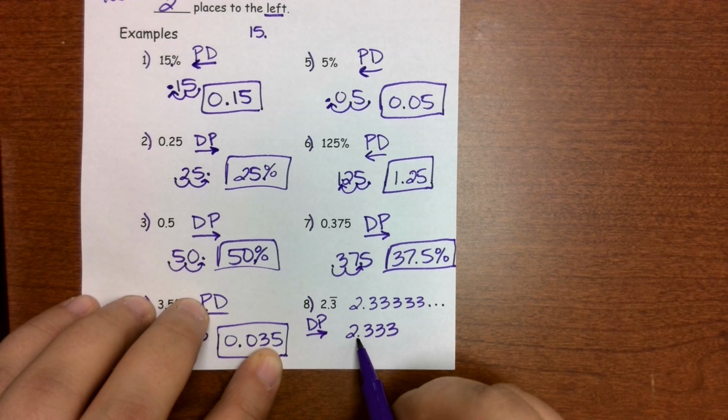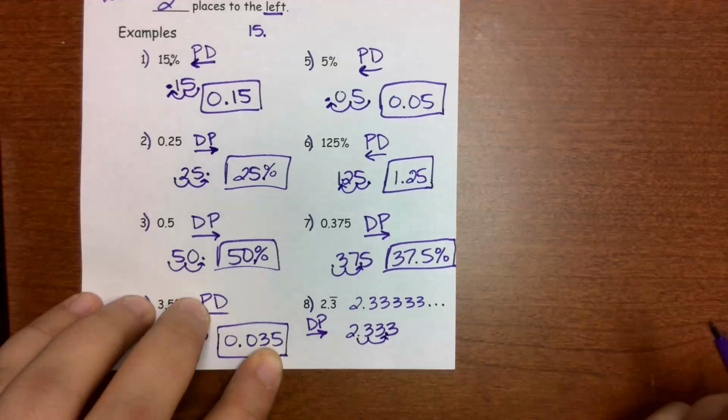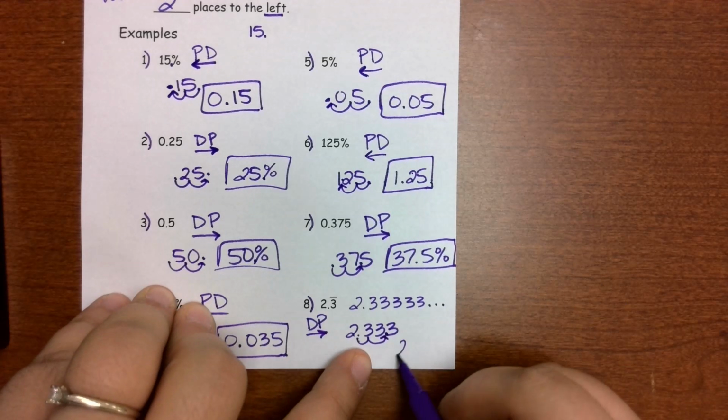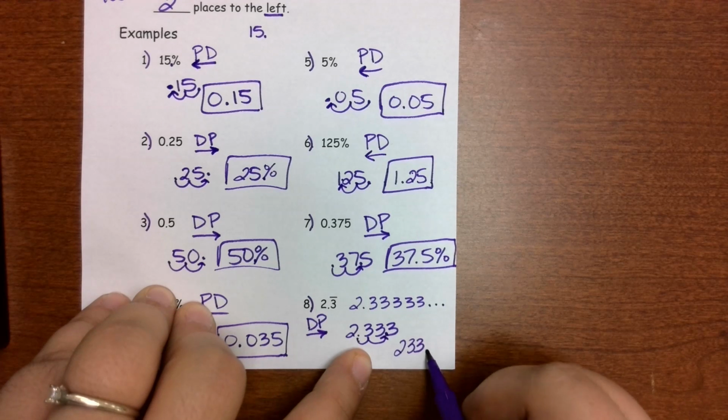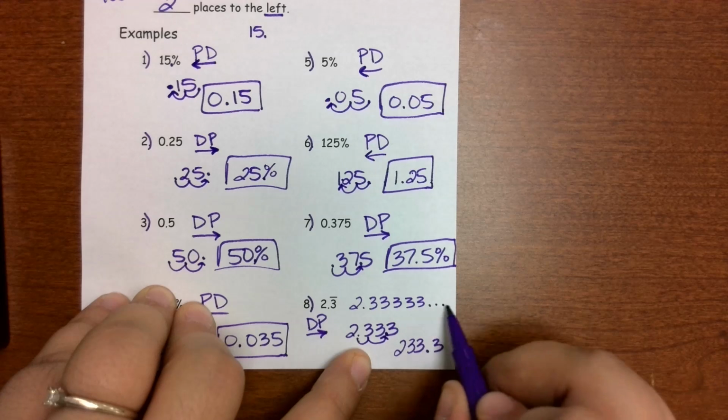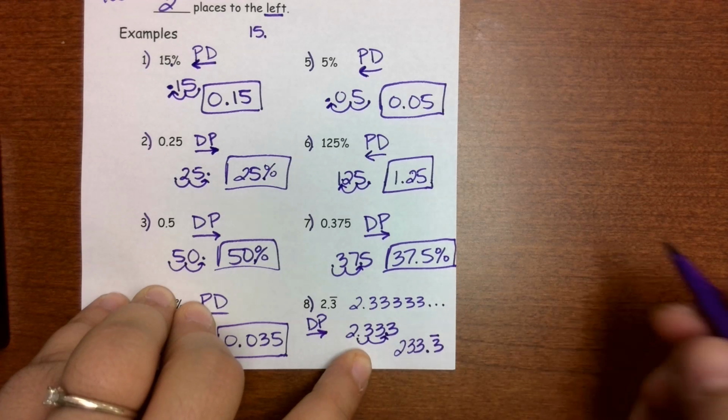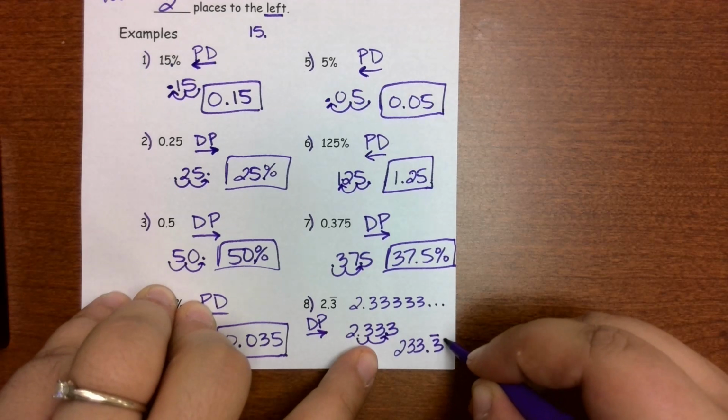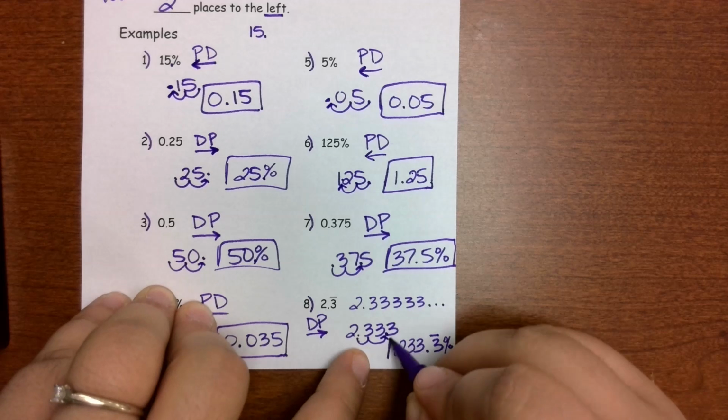So from here, because I already have a decimal, move it once, twice, goes right here. So you get 233.3. Now don't forget this is repeating. So you put a repeating symbol, and I'm running out of space. You need to put a percent with it.